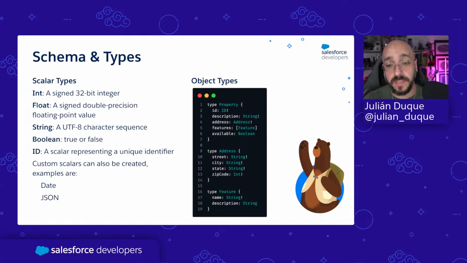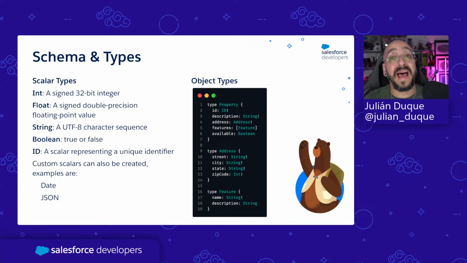How can we create those object types? So here we can see an example of the code we are going to write later of 3 different types. We have a property, we have an address, and we have a feature. So let's imagine that we are creating an application to sell properties. We are going to sell houses, for example. So my property has an ID and has a description. I have a text that describes the property in specific words.